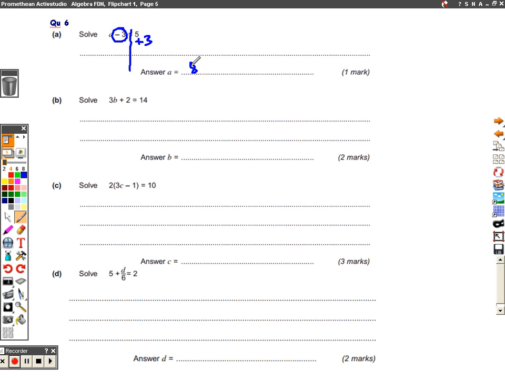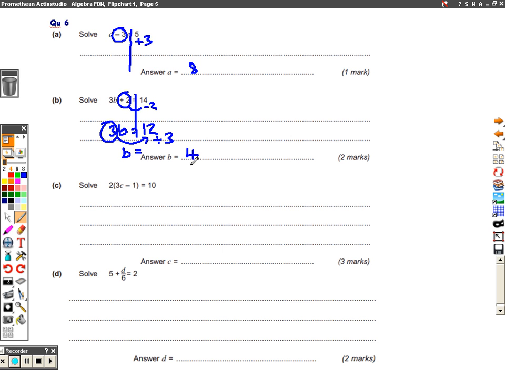A is equal to 8. Put your line down. Plus 2 changes to minus 2. 3b is equal to 12. Bring your 3 across, which becomes divide by 3. b is equal to 4.